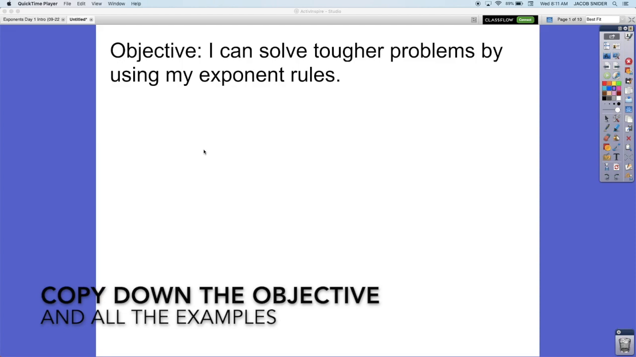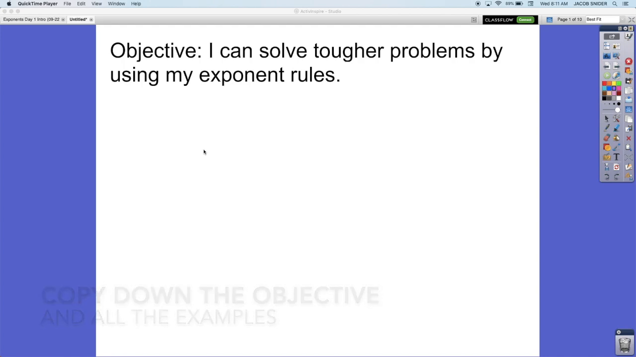So yesterday I saw that some of us were struggling with some of the different rules, and it's a little bit tricky. So I just wanted to have another day where we spend some more time on it and make sure that we really understand what we're doing here. So we're going to solve tougher problems by using my exponent rules. Pause it if you need to copy down the objective, but let's make sure we get that objective done every day. I think part of the problem is that some of us that aren't taking notes are really struggling. So take the notes, work it out, try it out, and we'll go from there.